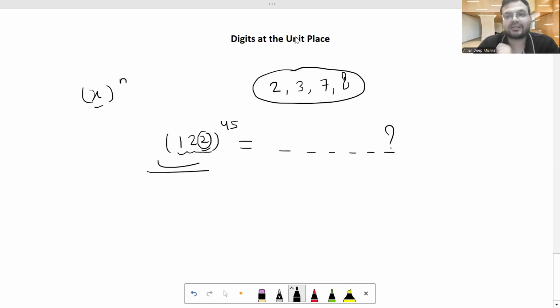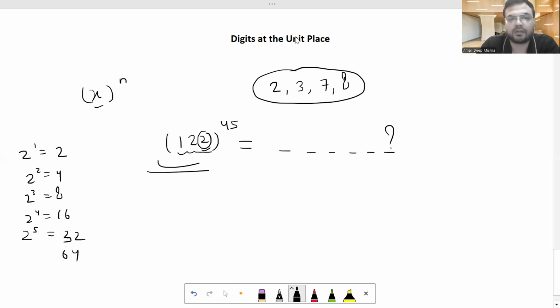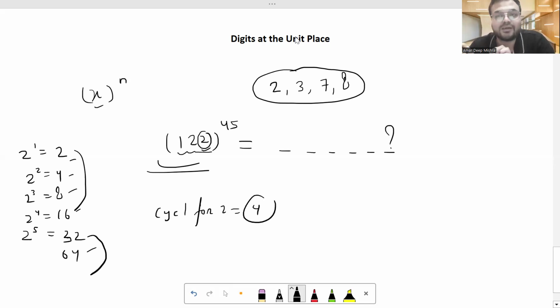Now, I told you that the power cycle of 2 would be: 2 power 1 is 2, 2 square is 4, 2 cube is 8, 2 power 4 is 16, and again 2 power 5 is 32, then 64 and so on. That means 2486, 2486. So 2486 will keep on repeating itself again and again. So 2486 is the power cycle. In the power cycle of 2, you have 4 digits. So the cyclicity for 2 equals how much? 4. The number of digits in the power cycle is known as the cyclicity, right?